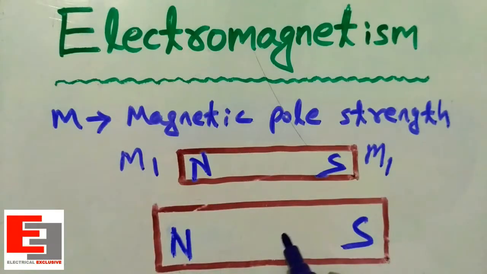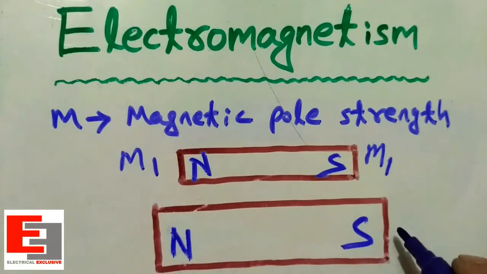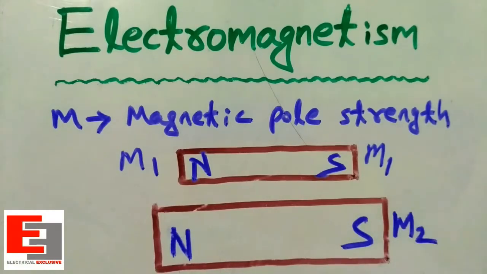Now come to the second magnet. If the pole strength at the South Pole is suppose M2, then no doubt the North Pole must possess that same pole strength, which is M2. So what we learned is different magnets have different pole strengths, and the poles of a same magnet must possess equal pole strength. Now we shall look at the law of electromagnetism.